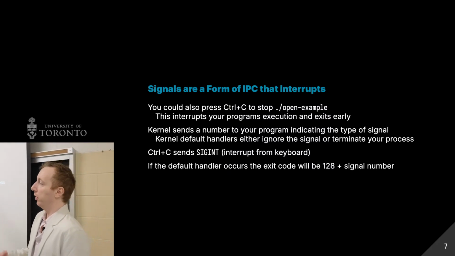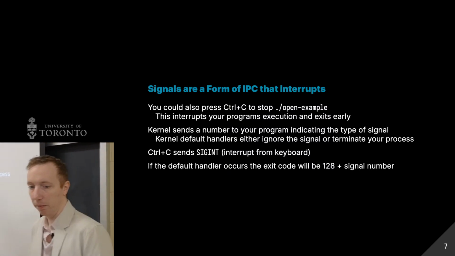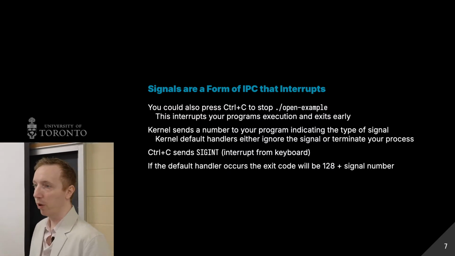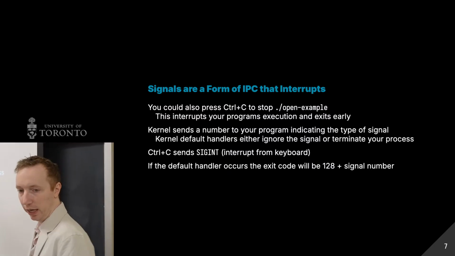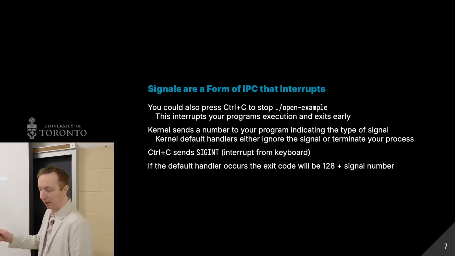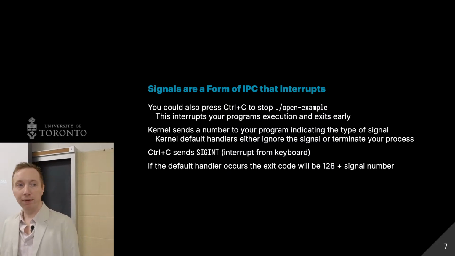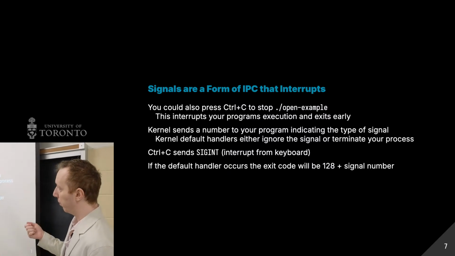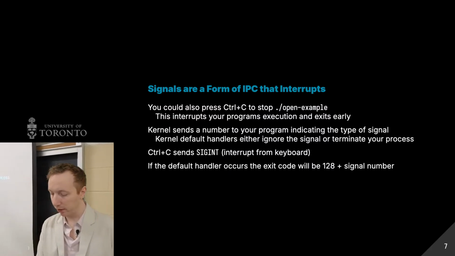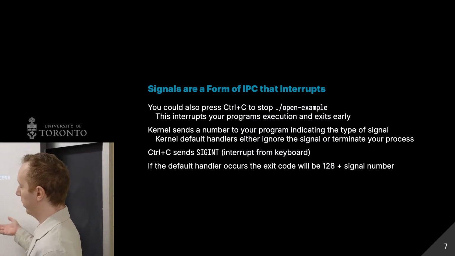And your program by default has a few default signal handlers. The default ones will either ignore the signal and do nothing, or terminate your process by calling exit. So Control-C sends sig_int, which is supposed to represent an interrupt from a keyboard, and the default signal handler for sig_int is the one that terminates, and the default handler that terminates will exit with the exit code 128 plus the signal number.